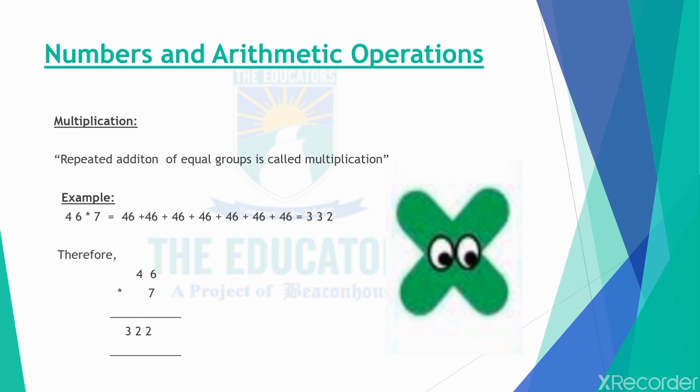Then we have another arithmetic operation, which is multiplication. Multiplication is basically repeated addition of equal groups. For instance, in this example, we have 46 and we have to multiply it by 7. It means that we have to add 46 7 times. We would write 46, 46, 46, 46, as you can see in the slide, because this 46 is written 7 times. Then we would add them and the answer we get is 322.